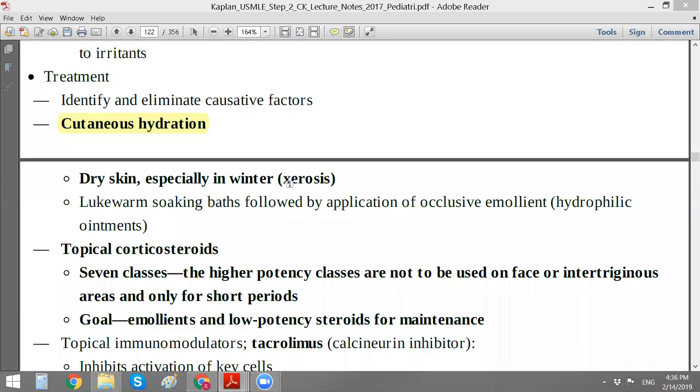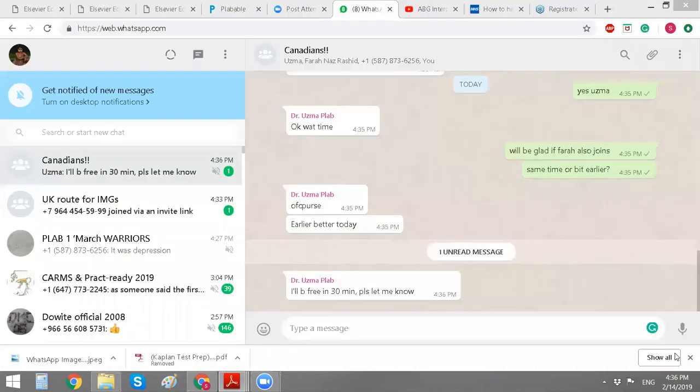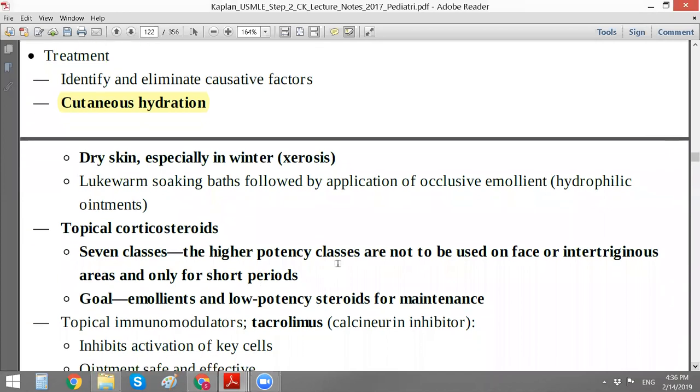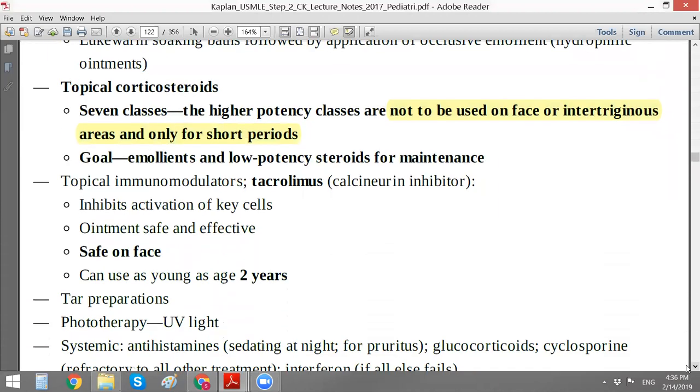For dry skin, especially in winter, use topical corticosteroids, which come in 7 classes. The higher potency classes are not meant to be used on the face or intertriginous areas, and only for short periods. The goal is emollients and low potency steroids for maintenance, used for a very small time. This is the main thing: we are not using steroids on the face or intertriginous areas, and only for short periods. That is the mainstay. We don't want to make it worse because steroids predispose you to infections.